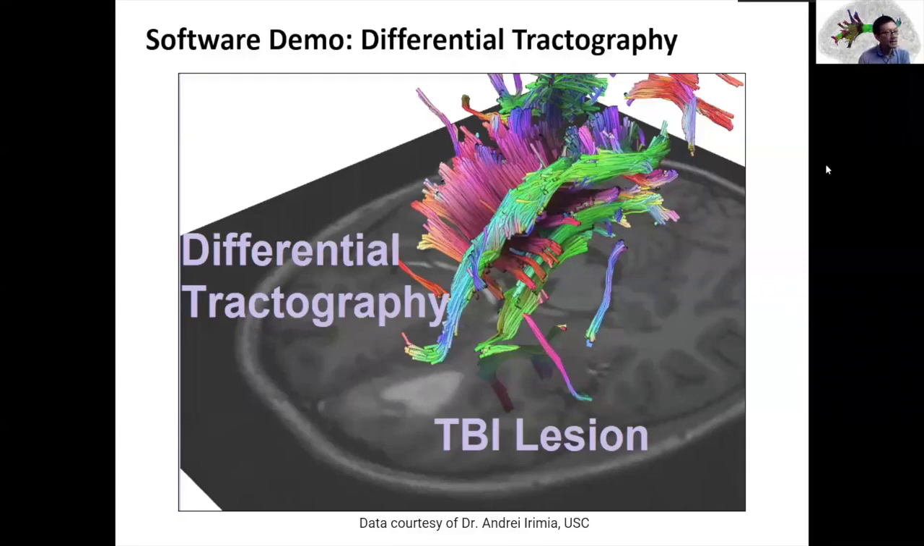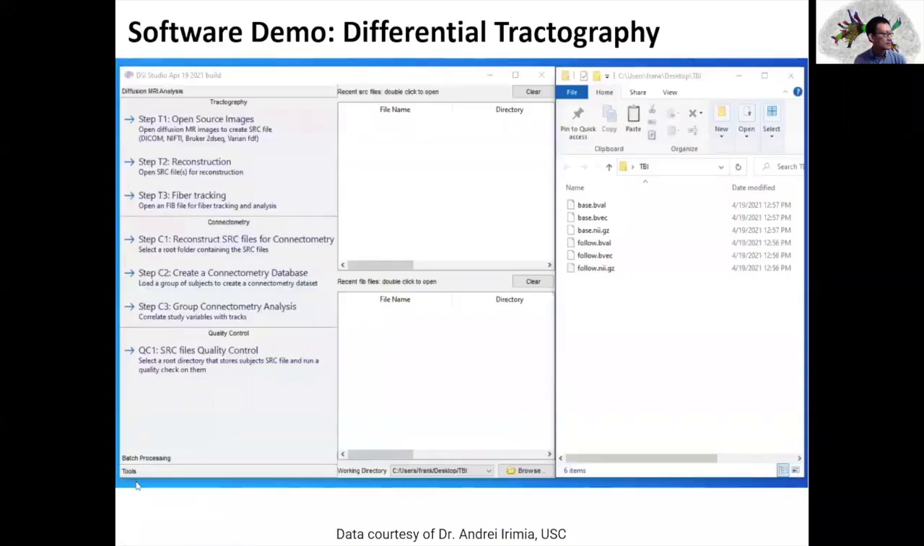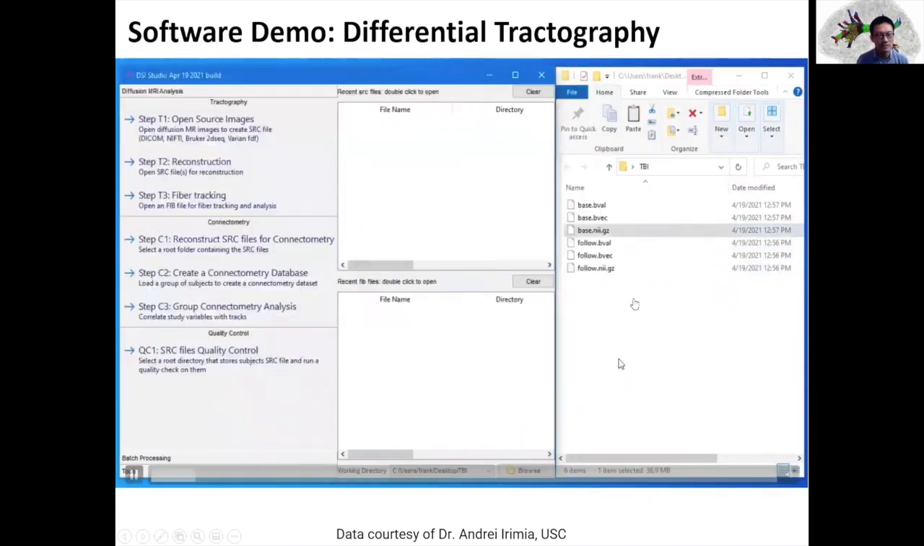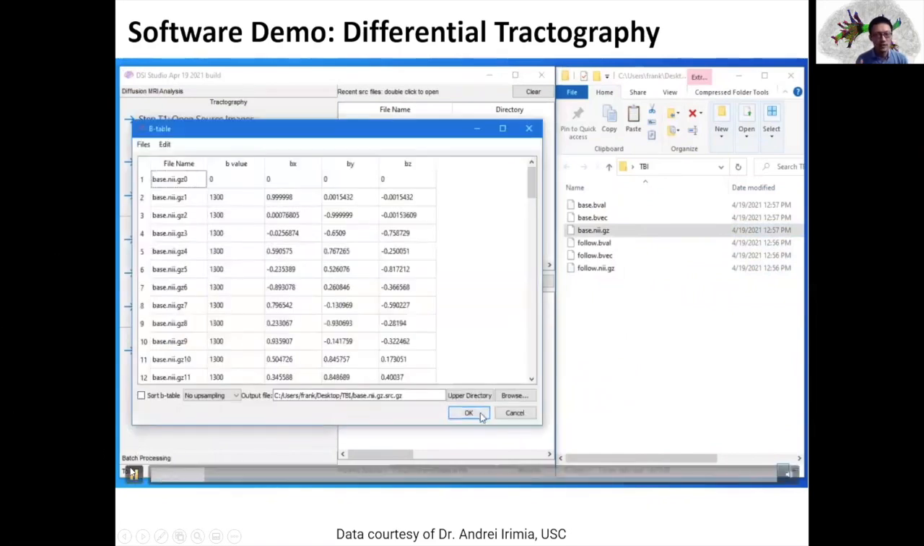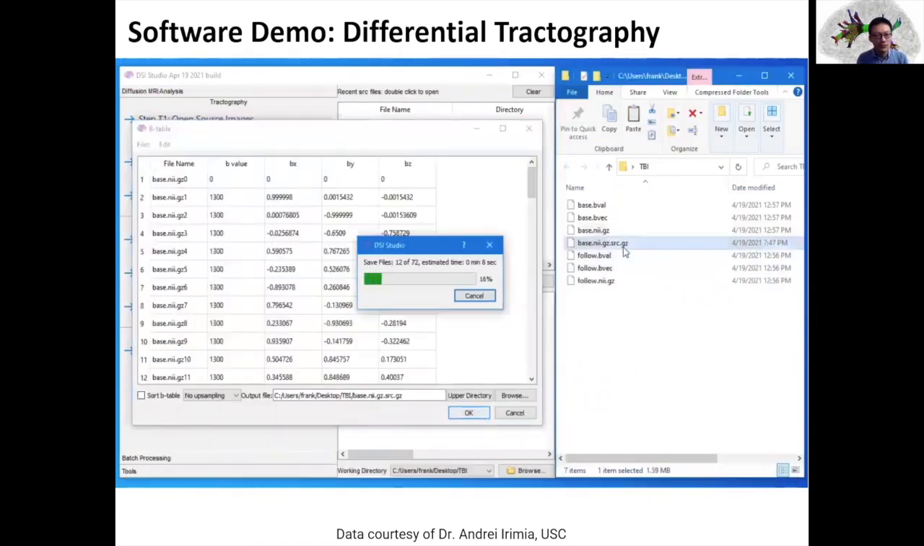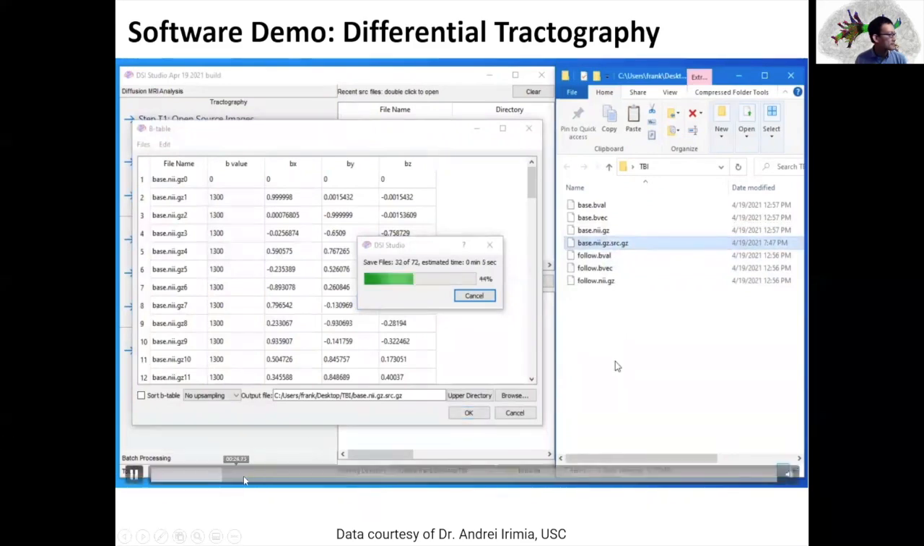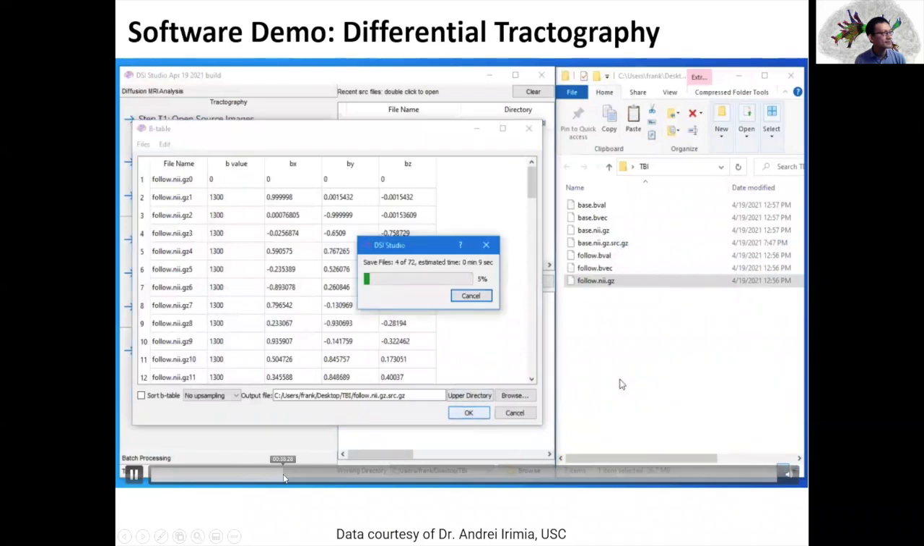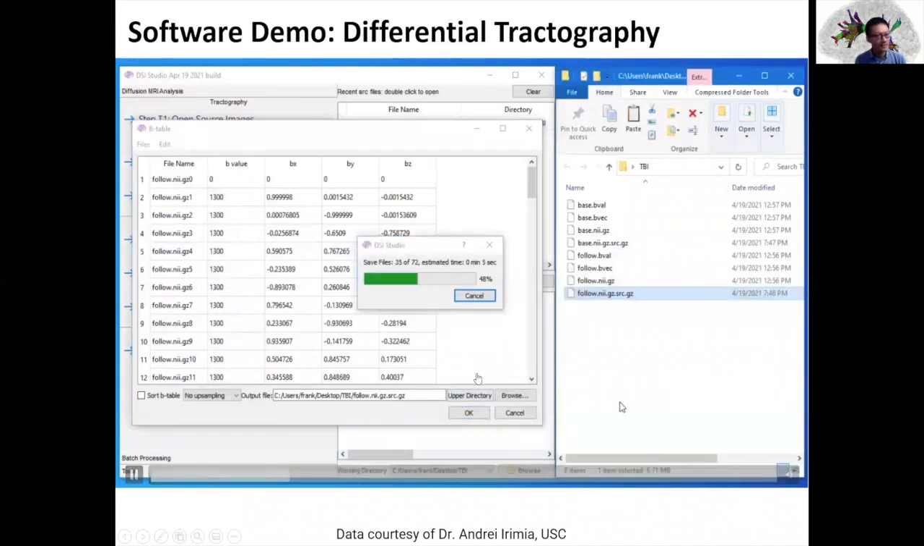We'll use one TBI patient's data to show you how to get differential tractography. The data we have includes a baseline scan and a follow-up scan one year later of the same subject. The first step is using Step T1 to convert the NIfTI file into an SRC file. DSI Studio will make sure that the DWI match well with their b-table. And once we have those SRC files, we'll open the baseline scan in Step T2.